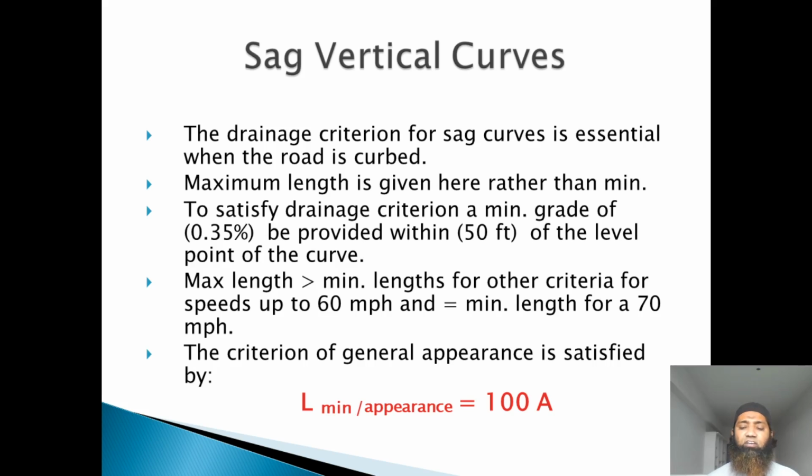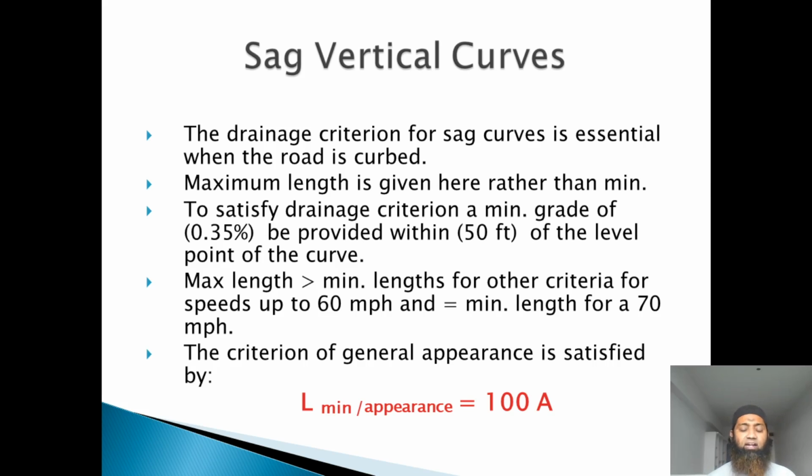The drainage criteria for sag curves is essential when the road is curved. As I told you, when the road is curved, we have a different setup and we have different types of vertical curves we'll have to design. It will be different. The maximum length is given here rather than minimum. We'll be seeing the maximum length from where the road has to connect to the vertical curves, horizontal curves, and what all is needed, that will be seen here. To satisfy drainage criteria, minimum grade of 0.35% be provided within 50 feet of the level point of the curve.